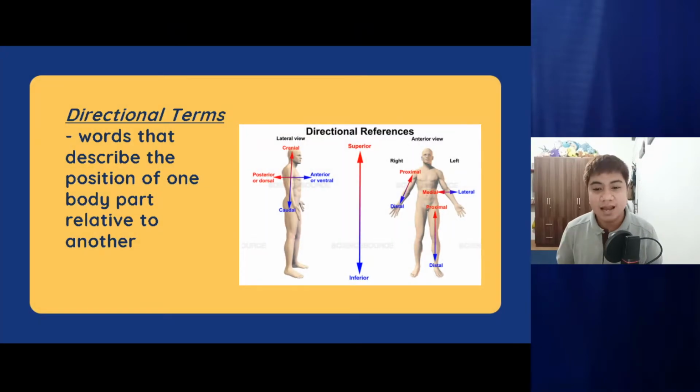We also have, class, the directional terms. These are words that describe the position of one body part relative to another. So why are we using such directional terms in the medical field? Because, for example, we cannot just say that our wrist is located on top of our fingers. Do kabalik-awat man siguro nga maghambal ta nakatungtong lang da ang aton nga wrist sa baba sa aton mga tudlo or sa aton nga mga palad. So that is why the purpose of the directional terms is of course to help the persons in the medical field to locate certain bodies or certain structures within the human body. Okay?